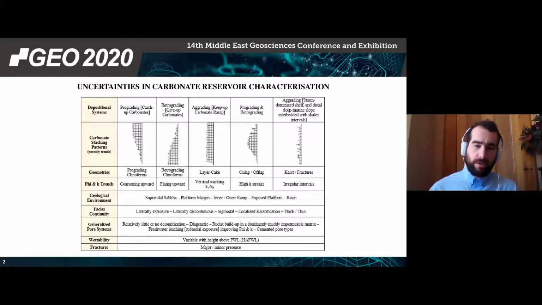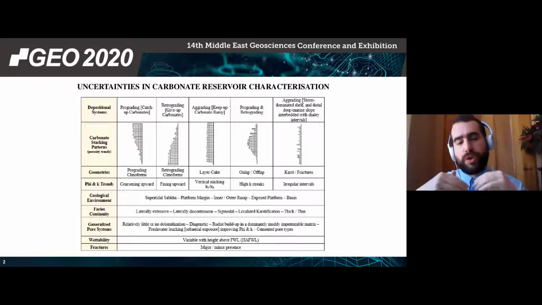The growth of the carbonate factory is dependent on many things, but ultimately it's the static sea level rise and fall of a particular geological period. Depending on that, we'll start off here on the first column, first row, the depositional systems. You can have prograding catch-up carbonates, retrograding give-up carbonates, aggrading keep-up carbonates. And this is in third order, fourth order, and fifth order depositional cycles, okay?